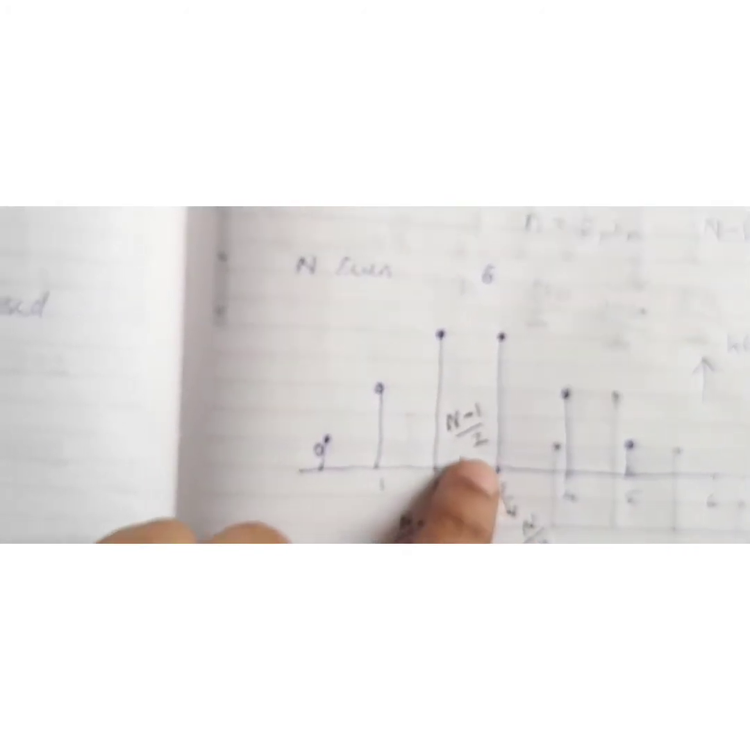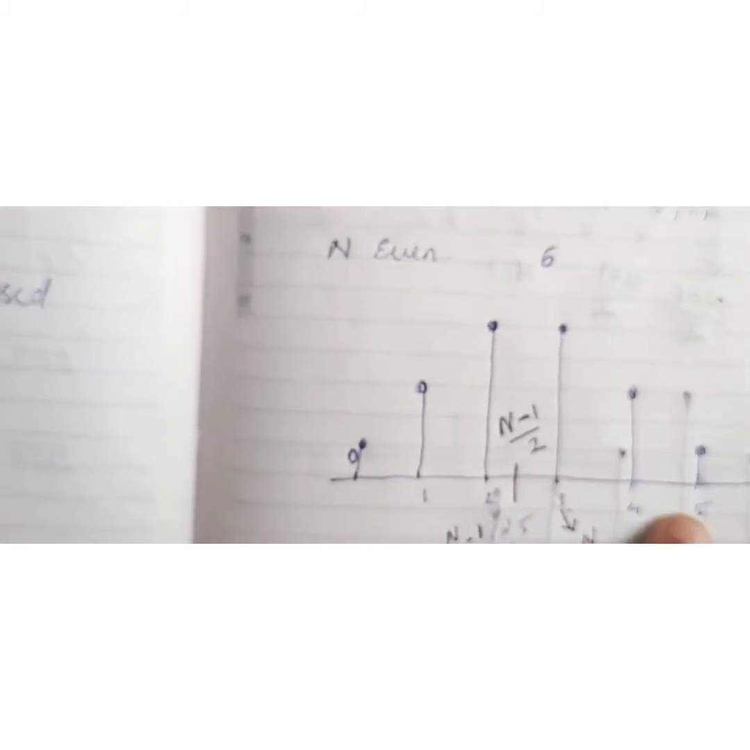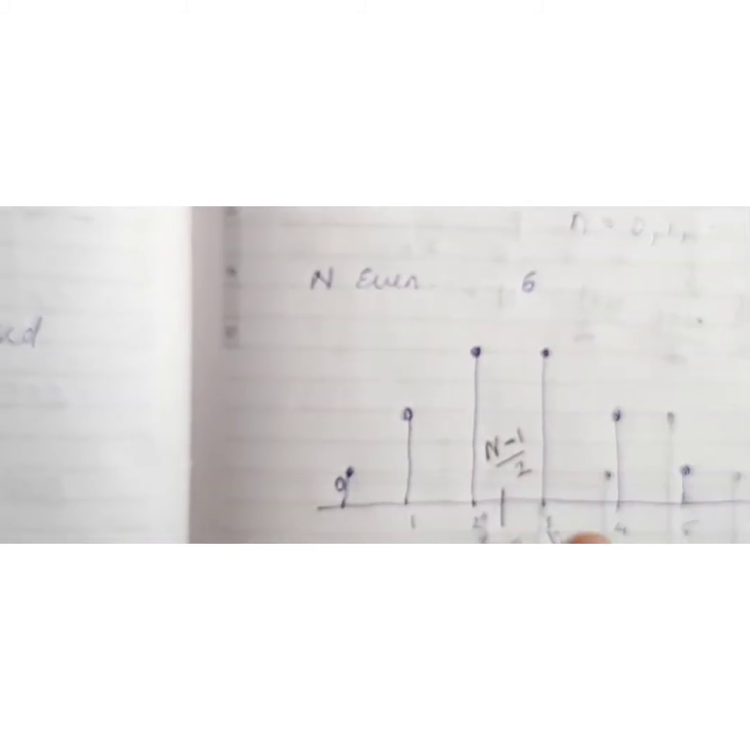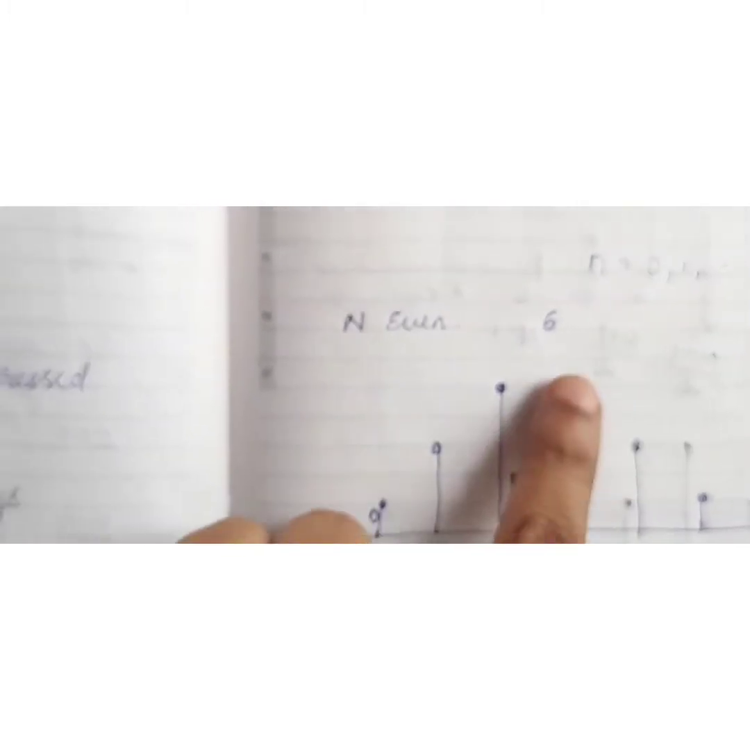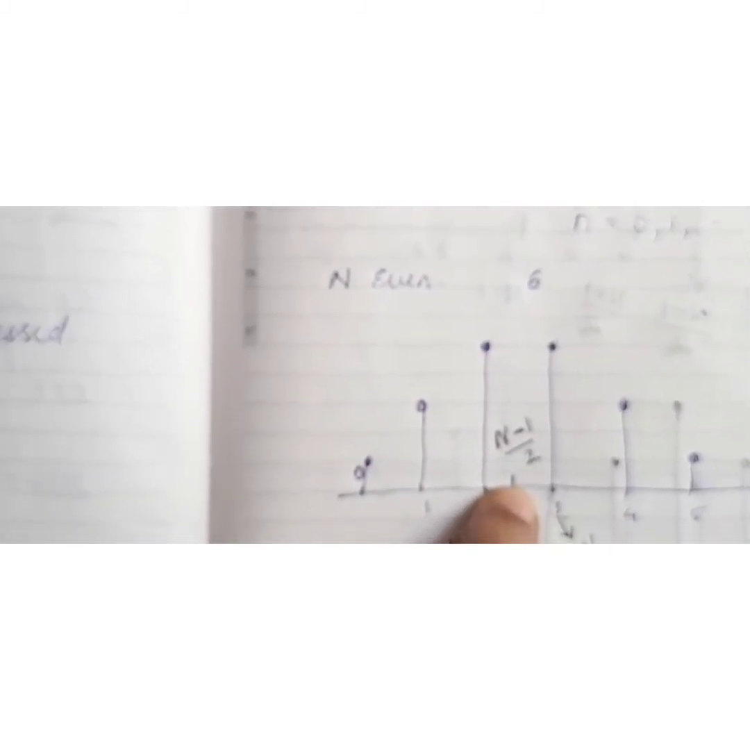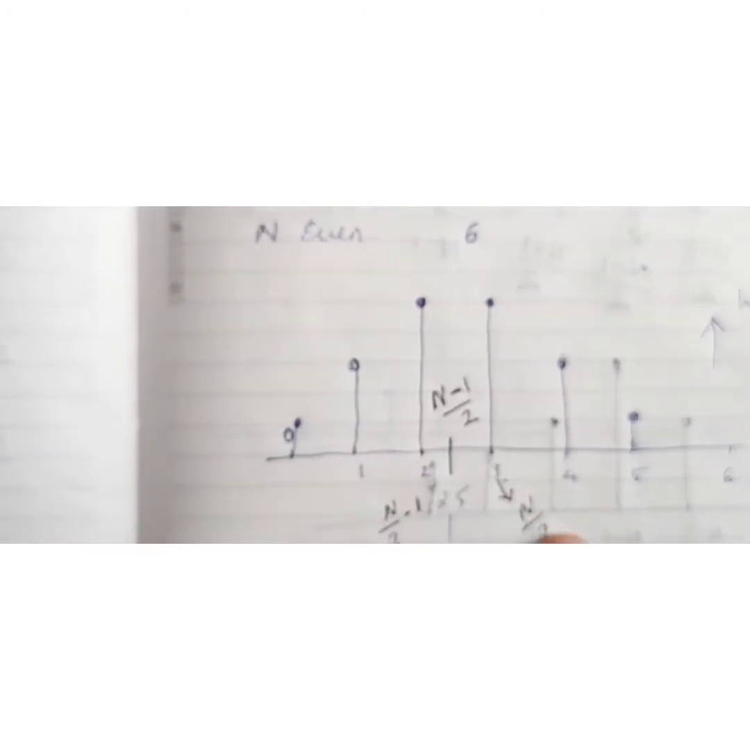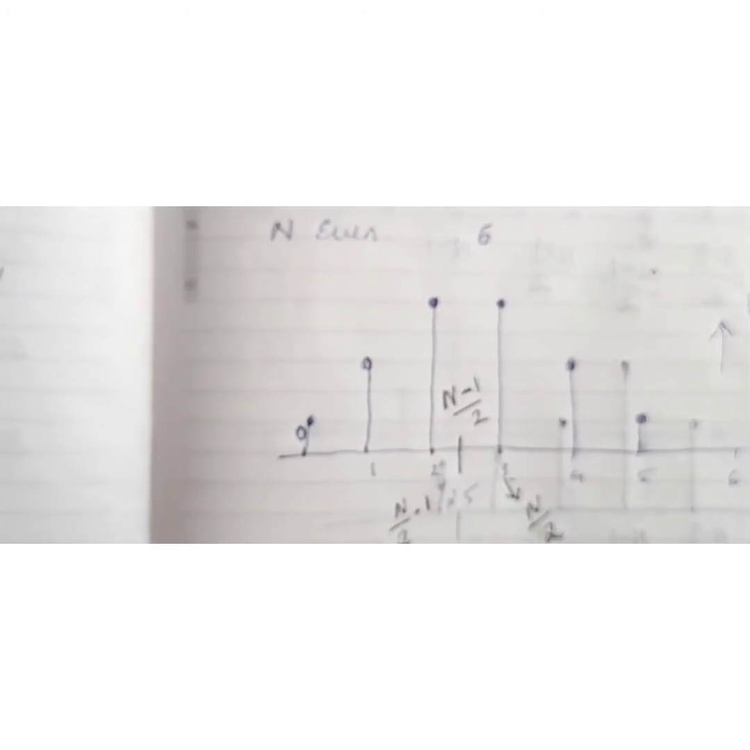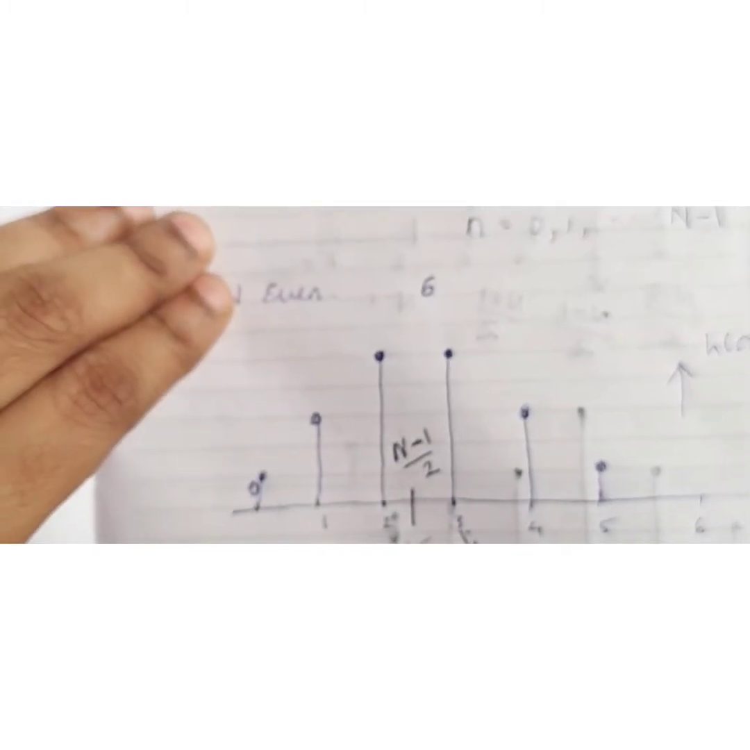If the impulse response is symmetric, it is going to look something like this, symmetric exactly about the center. 0 to 5 means the midpoint is 2.5. You can write the midpoint as N minus 1 by 2, which is 2.5 in this case, as capital N is 6. Sample 2 you can denote as N by 2 minus 1, that is 6 by 2 minus 1, which is 2. And you can write sample 3 as N by 2. So this is how you represent an N even and symmetric filter.